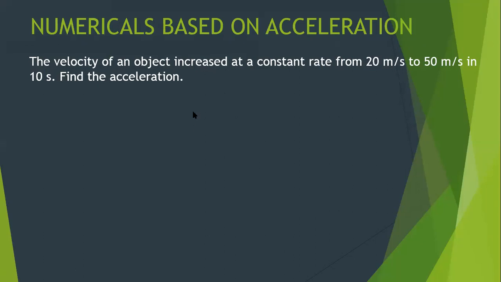It says that the velocity of an object increases at a constant rate from 20 meter per second to 50 meter per second in 10 seconds. Find the acceleration. So what has been asked? You have been asked to find the acceleration, when the velocity of the object has increased from 20 meter per second to 50 meter per second. Please write this down.